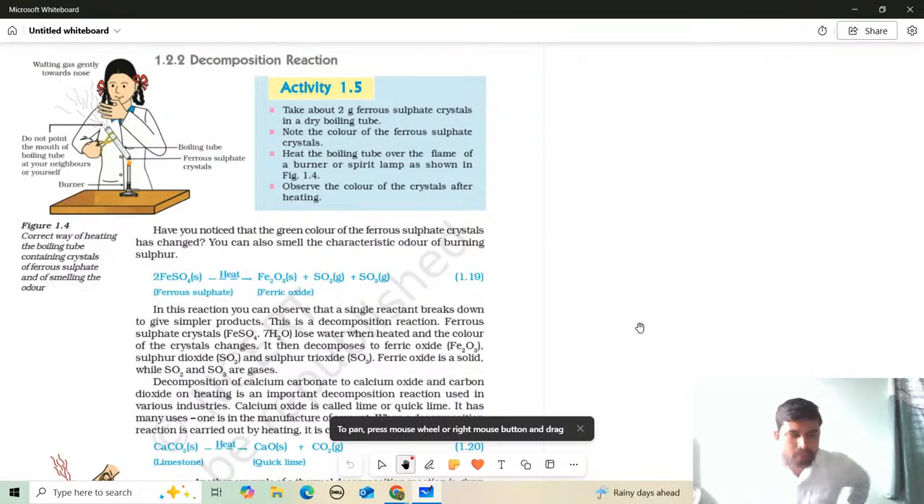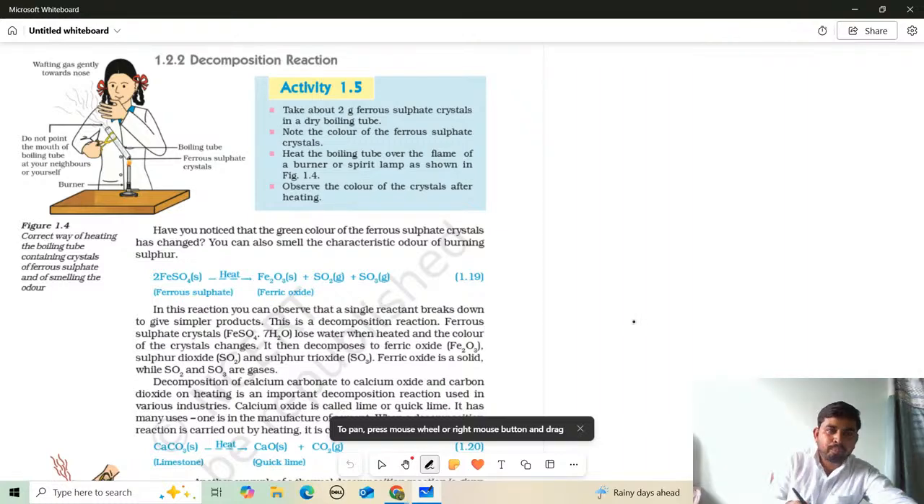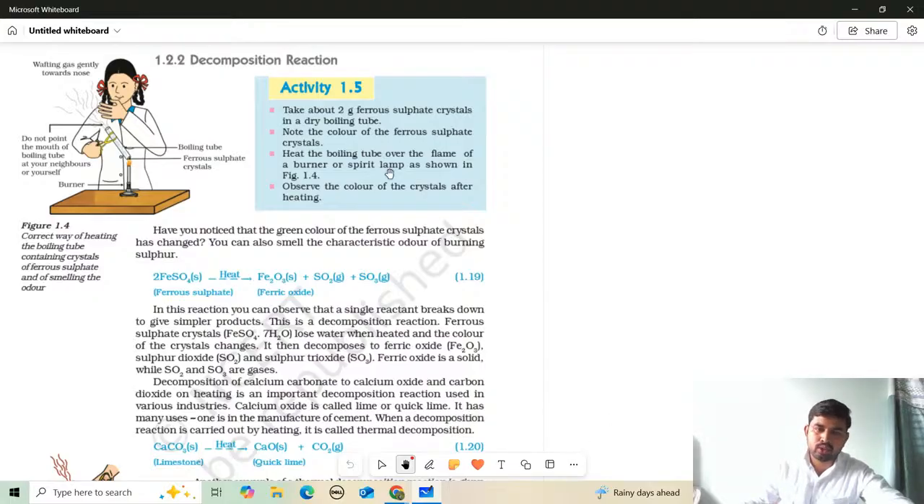Okay, good afternoon, everyone. Now we will discuss the next part of the chapter. In this chapter, just to remember, the next concept is types of reactions. Four types of reactions are there. Even five types are there, if redox reaction is also taken into consideration.